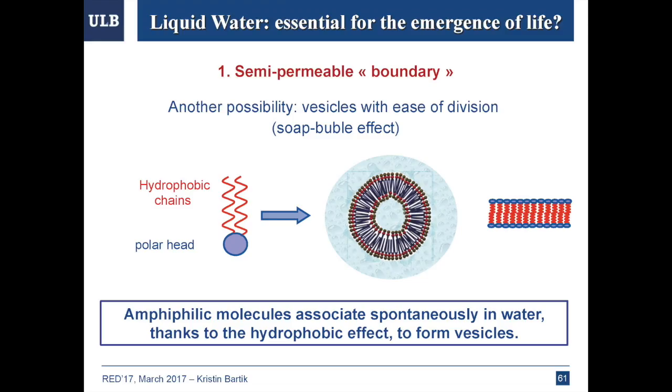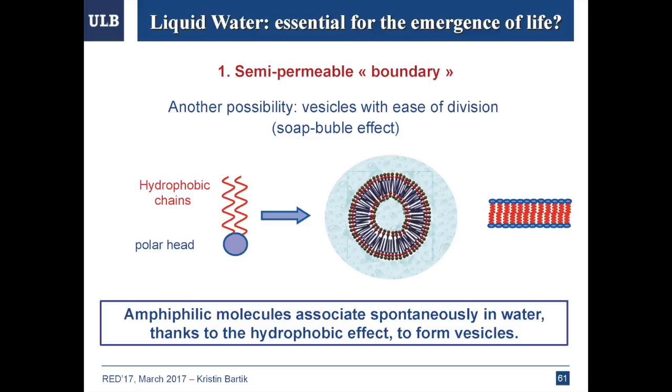What could we imagine as being a boundary? The idea, if you're looking at now molecules like amphiphilic molecules, is another idea to have this semi-permeable boundary, another possibility would be what we call vesicles. So these vesicles, it's true, these are bipolar membranes if you want.